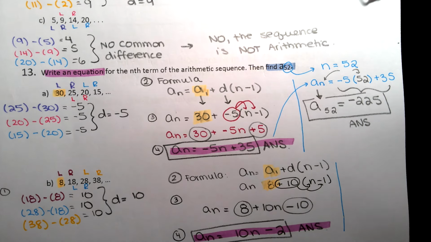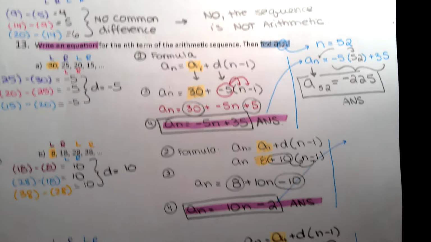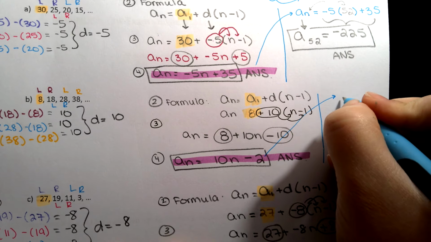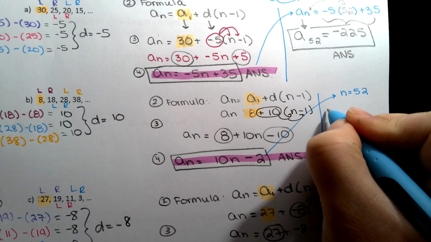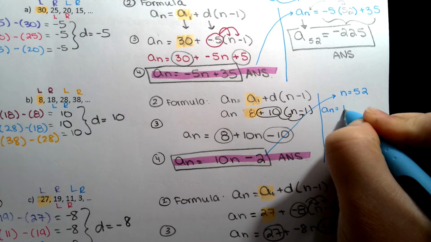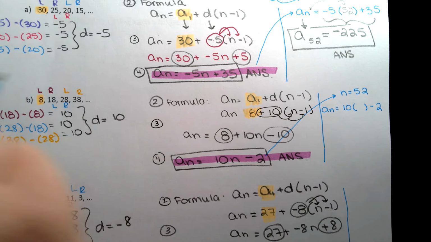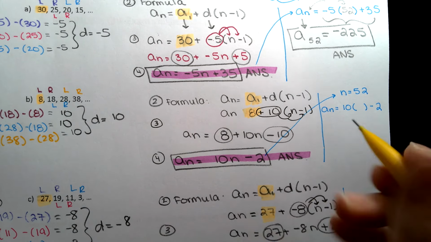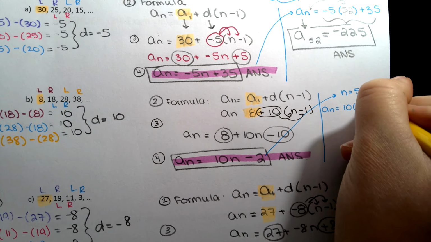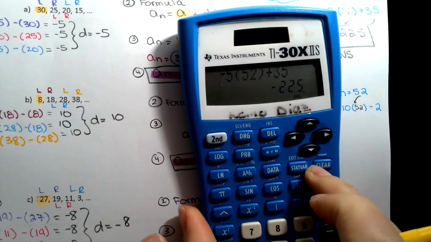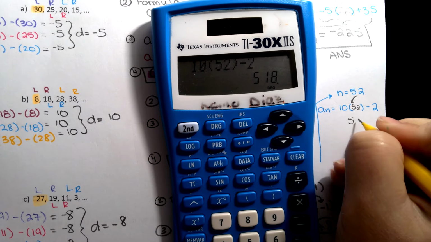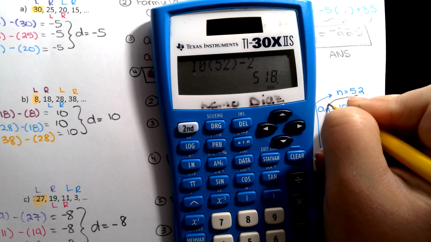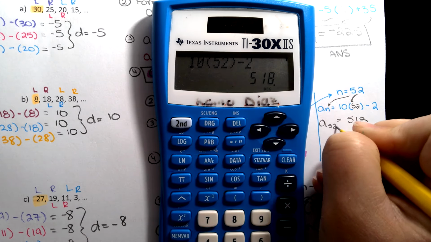Let's try to do this again. Pick up your equation. Okay, here's our equation for B. You're going to put in an n value of 52 because that's what they were asking us for. A sub n is equal to 10n minus 2. Open for n. Put in the 52. And again, you're going to do this in twice. First, you're going to put that in to calculate. 10, open 52, close it, minus 2. And you're going to put that in here as a subscript for your answer.